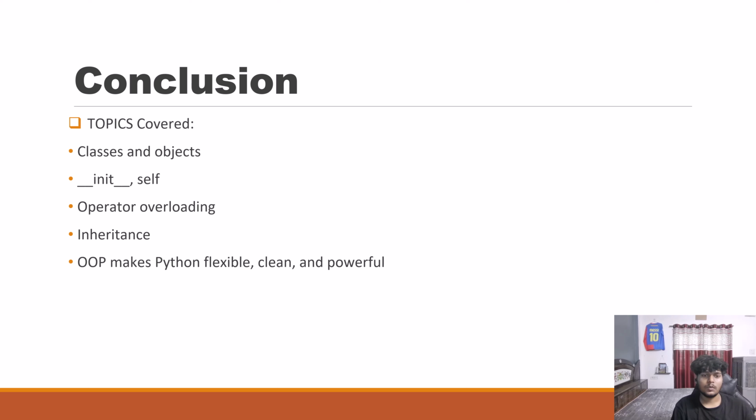Coming to the conclusion. To conclude, Python's object-oriented features allow developers to write powerful, readable, and maintainable code. We have learned in today's video how to create classes and objects, the role of init and self, how operator overloading works, and how inheritance saves time and effort. OOP is not just a concept; it is a way of thinking that makes a program better structured and easier to work with.